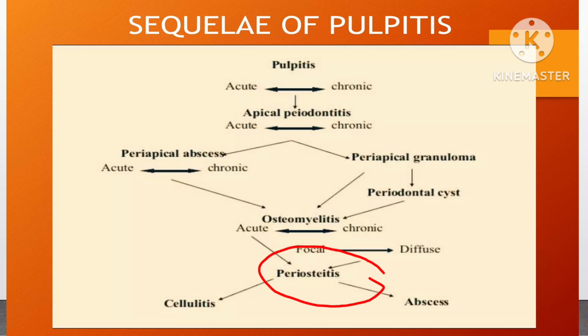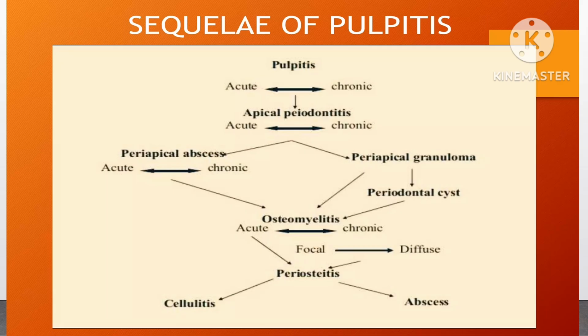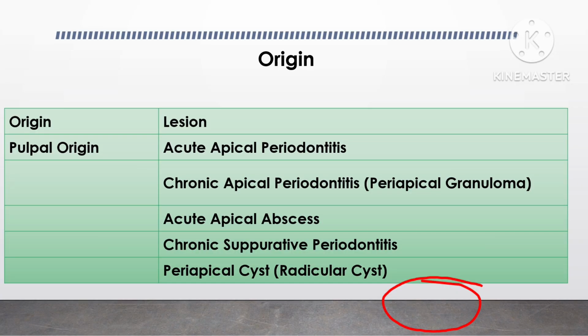And if osteomyelitis or periostitis continues to progress, it can cause cellulitis, which is a diffuse soft tissue infection, or an abscess, a pocket of pus in the tissues. Depending upon the origin, periapical inflammatory lesions can be of pulpal origin or periodontal origin. Please go through the list provided in the slide.